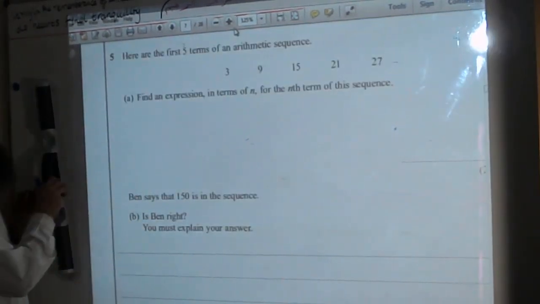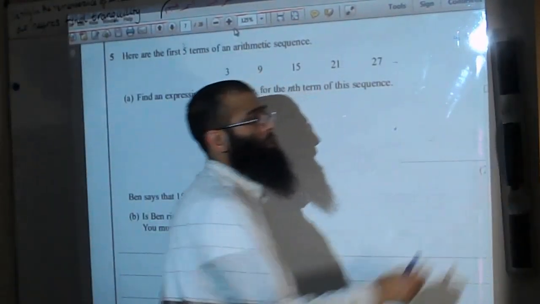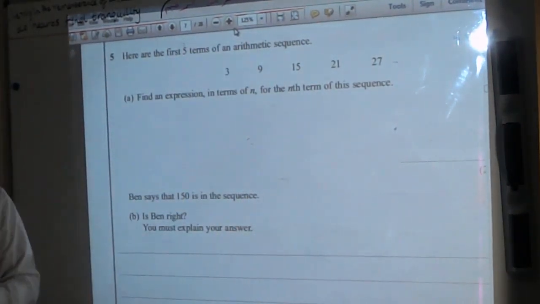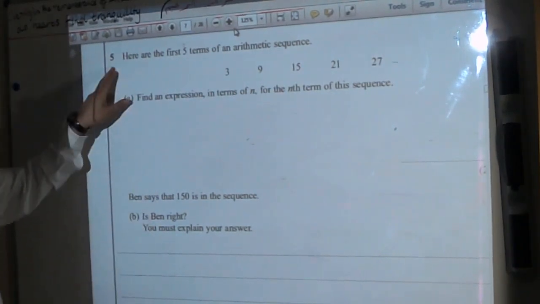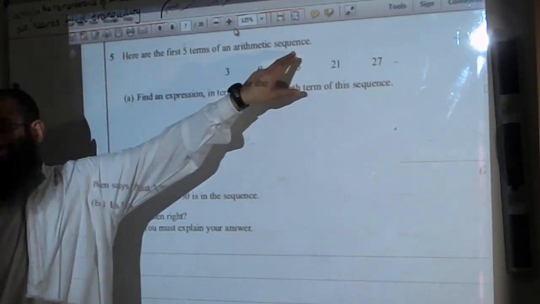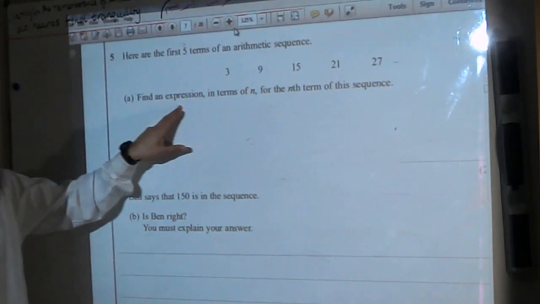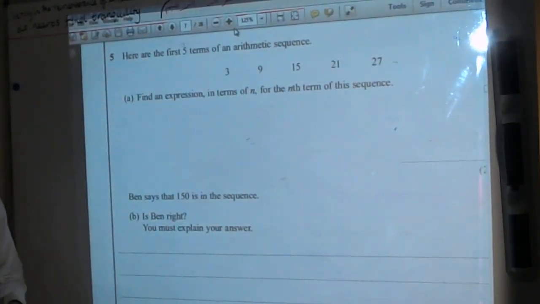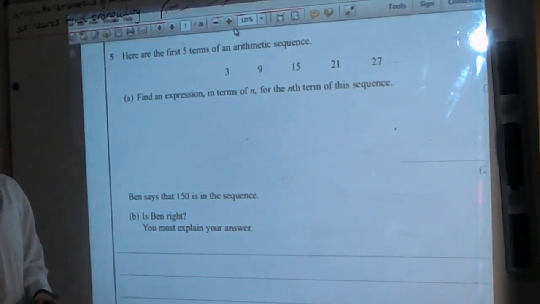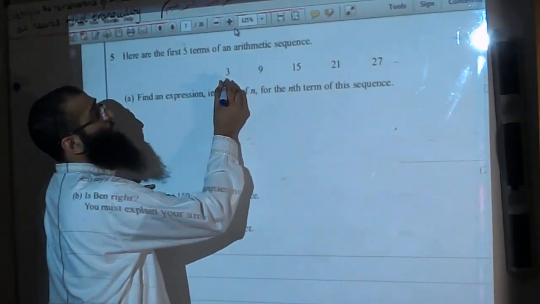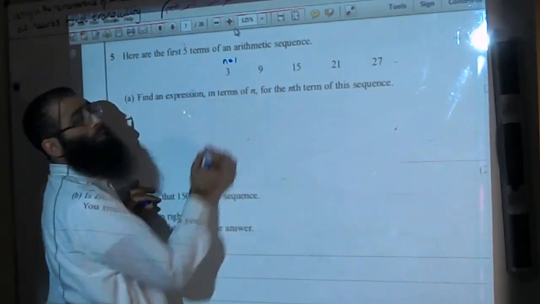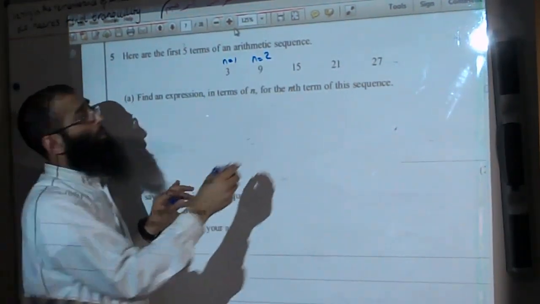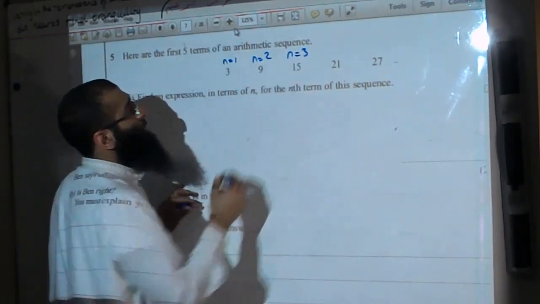We have an arithmetic sequence. Arithmetic sequence means that we will be going up by a linear number, so it's going to be the same difference each time. Here are the first 5 terms of an arithmetic sequence. Find an expression in terms of n for the nth term of the sequence. There's lots of different ways of doing this. First, let's do a bit of labeling. This first term is n equals 1, the first term. This is the second term, and this is the third term.